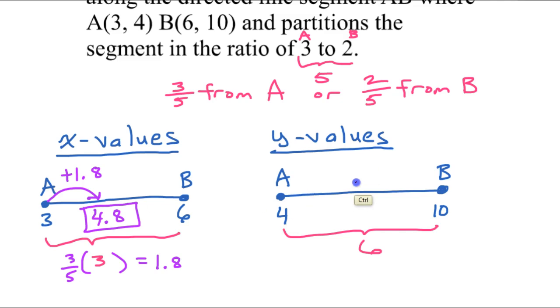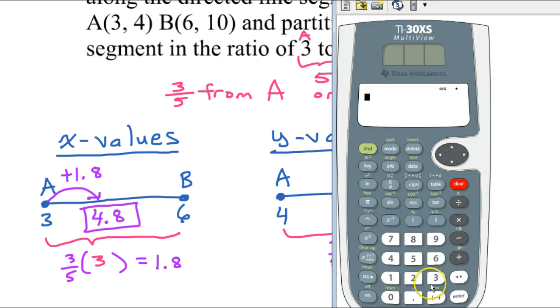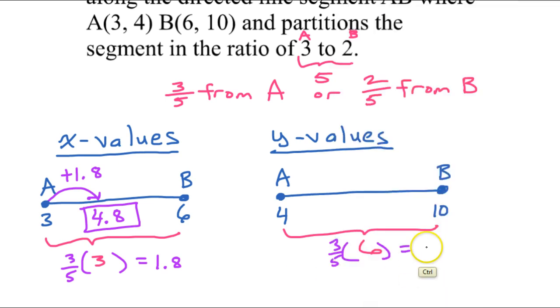All right, so now we need to turn around and do the Y value in the same way. I'm still going to go from left to right, so I'm still going to do the 3/5. This time I'm doing 3/5 of 6 to figure out how far I need to go. 3/5 of 6 is 18/5, or 3.6. So that is 3.6. That tells me how far from A I need to go.